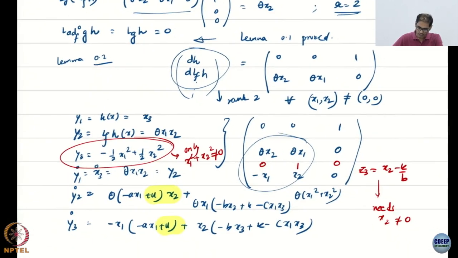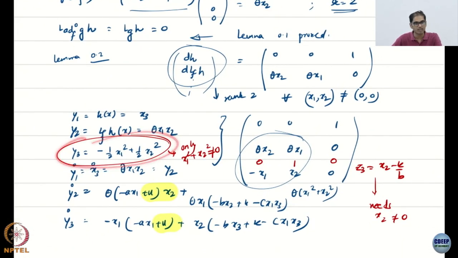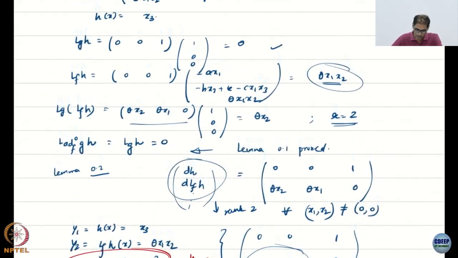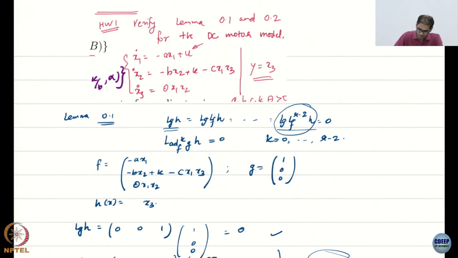What I'm trying to say is, what we chose as y3 does not get us to the normal form. This, on the other hand, gives us the normal form. Why? Because if you look at z3 dot, what is z3 dot? z3 dot is just x2 dot, right? What was x2 dot? No control. No control in x2 dot.